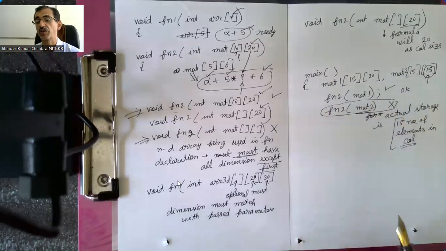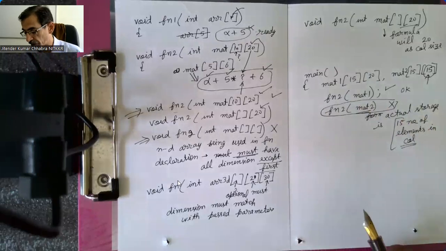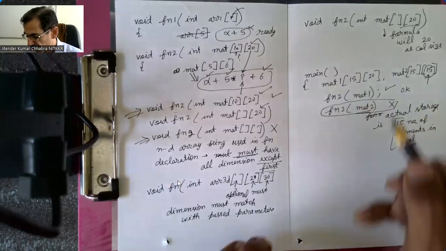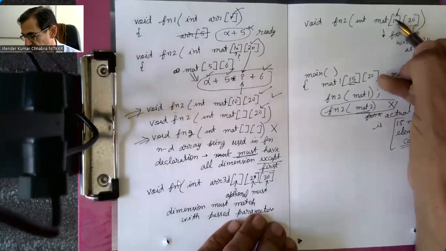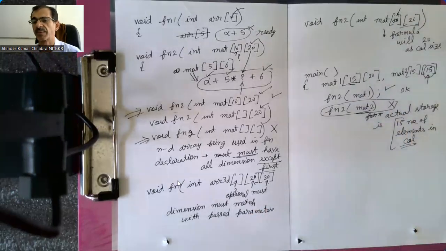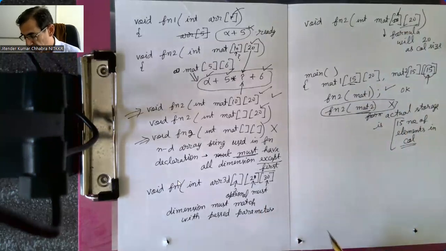So remember, you always have to be careful with multi-dimensional arrays. The first dimension size, even if it changes, is not a problem because it was not used at all. That won't make any difference. So remember, this was the reason we focused on that.